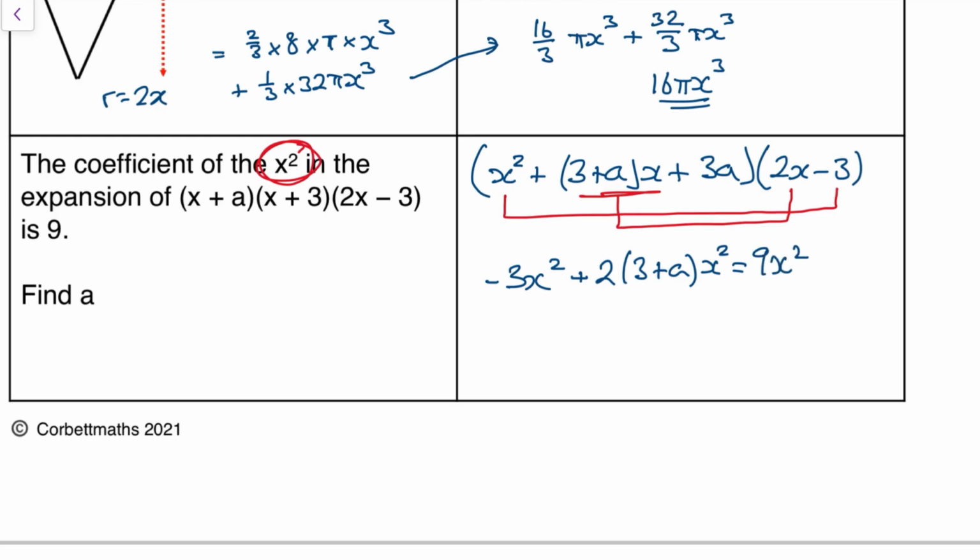Now, let's forget the x squareds, don't need those. So that implies that minus 3 plus 6 plus 2a, expanding the bracket, is equal to 9. Minus 3 plus 6 is 3, so 3 plus 2a is equal to 9. Take away 3 is 6, divide by 2, which means that a is going to be equal to 3.